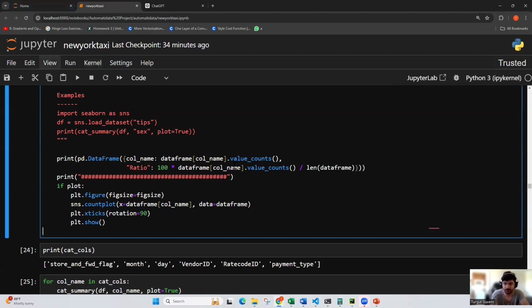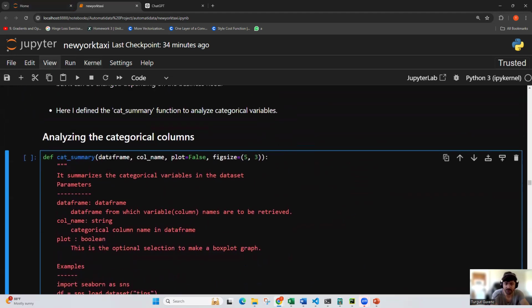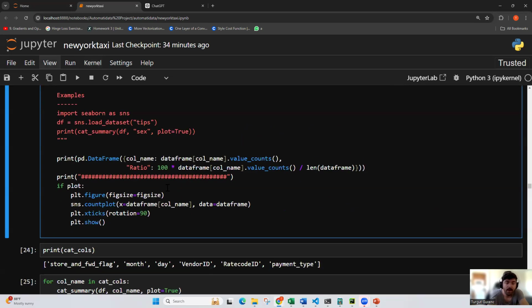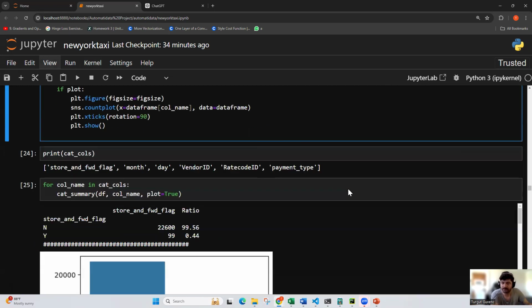What this function does is take the data frame and the column name. There is a plot values option, default false, and a figure size, which you can change depending on your data set. Here we are creating a new data frame, getting that column and counting the values. You guys already know value counts, and we are also dividing by the length of the data frame to find the ratio of that value in the data set.